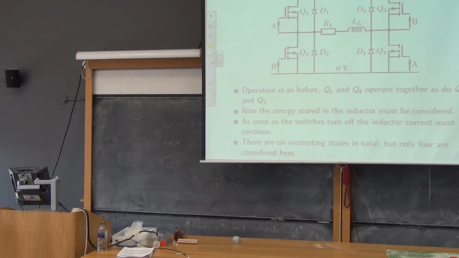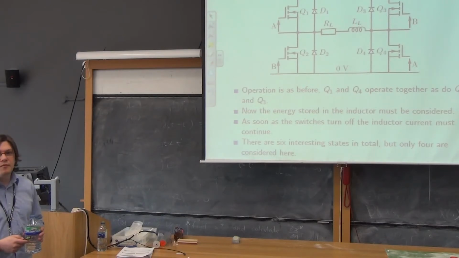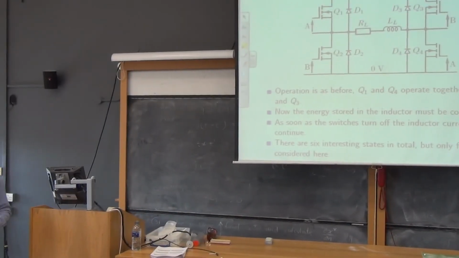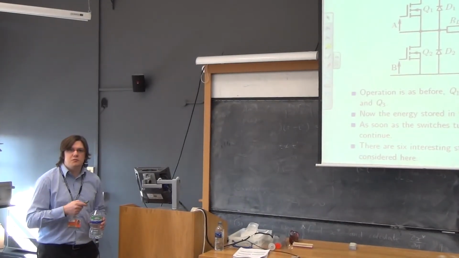So as soon as the switches turn off, whichever ones are on, as soon as they turn off, the inductor current has to be the same. That's the key first assumption: at the moment of switch off, the current in LL has to be whatever it was just before switch off.